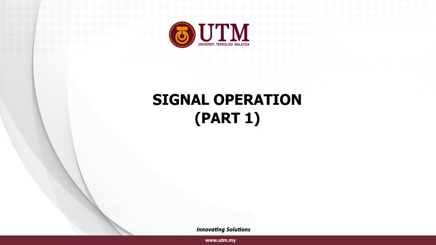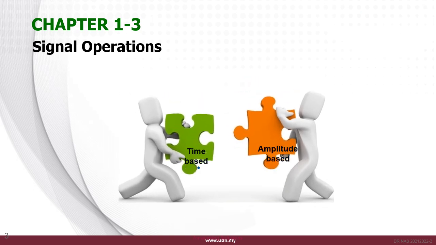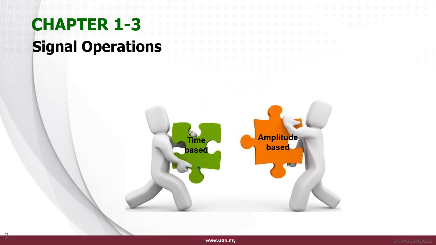So today we're going to start with our second topic of the first chapter entitled Signal Operation. There are two types of signal operations, which are the time-based and amplitude-based. To differentiate between time-based and amplitude-based, you need to compare the equation with the general equation.